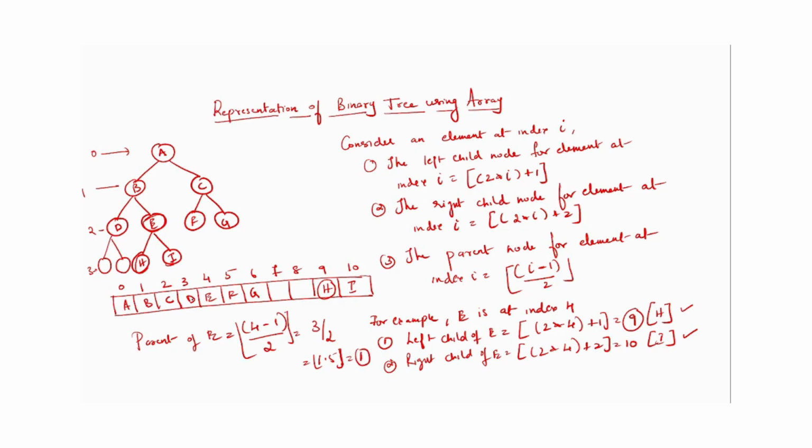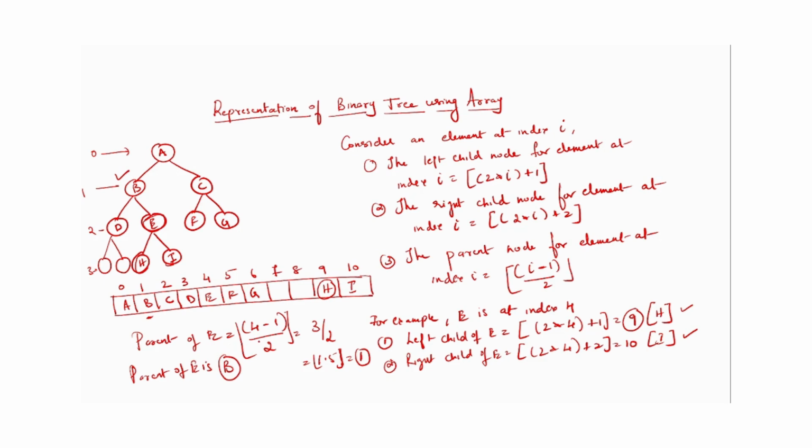So what is 1? Let us check. 1 is nothing but B. Therefore, the parent of E is B, which is right, as we can see in the binary tree. So we have seen how to calculate the left child of a particular node, the right child of a particular node, as well as the parent of that particular node.